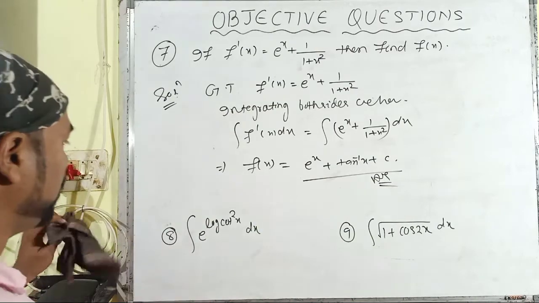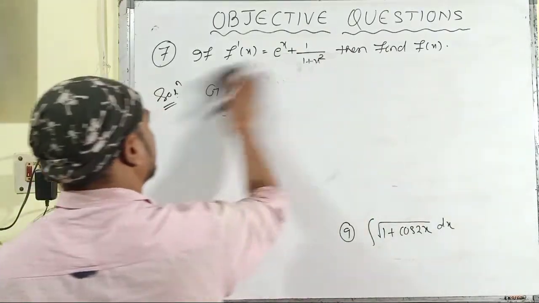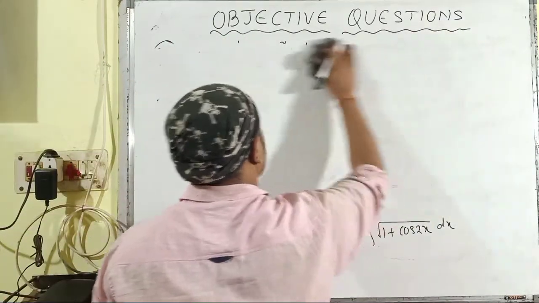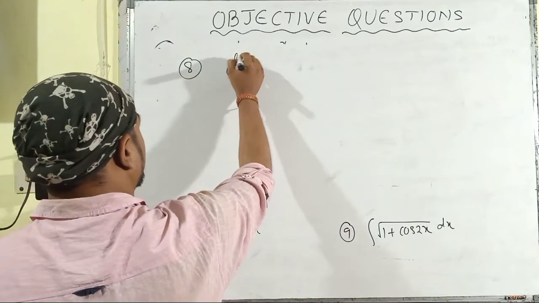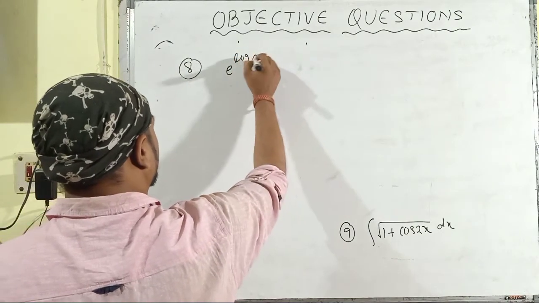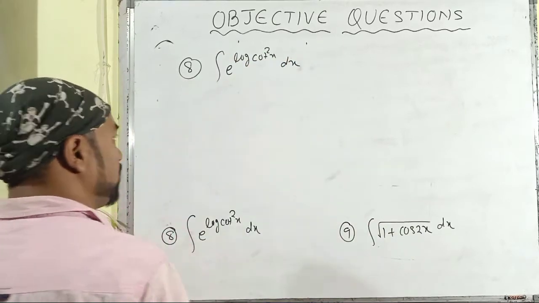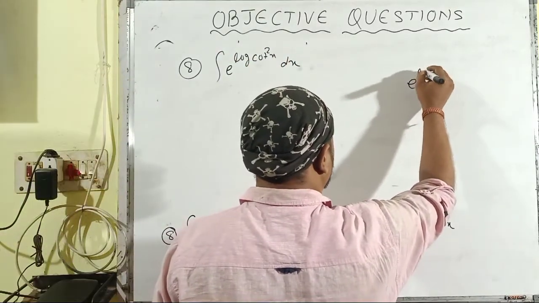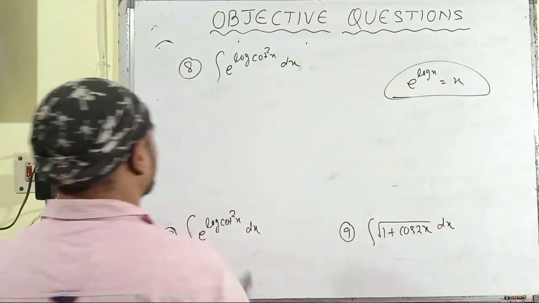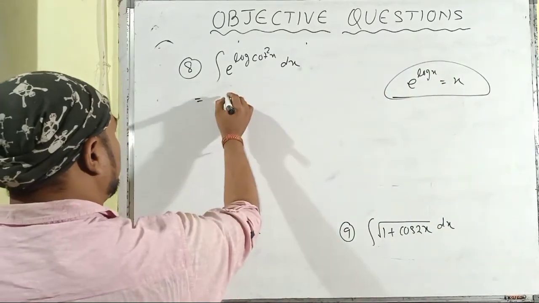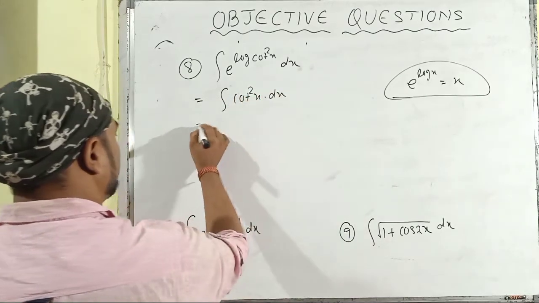Then coming to the number 8. The integral of e to the power log cot square x with respect to x. As all of you know that e to the power log x is equal to x, so by assuming this fundamental, we can have the integral of cot square x with respect to x.